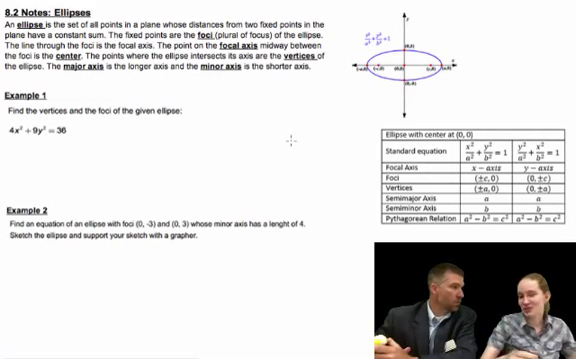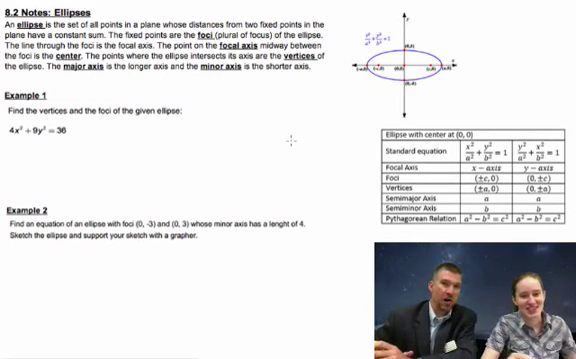Ellipses. 8.2 notes. You caught me right after I took a bite of apple. I'm so sorry. I do that all the time.